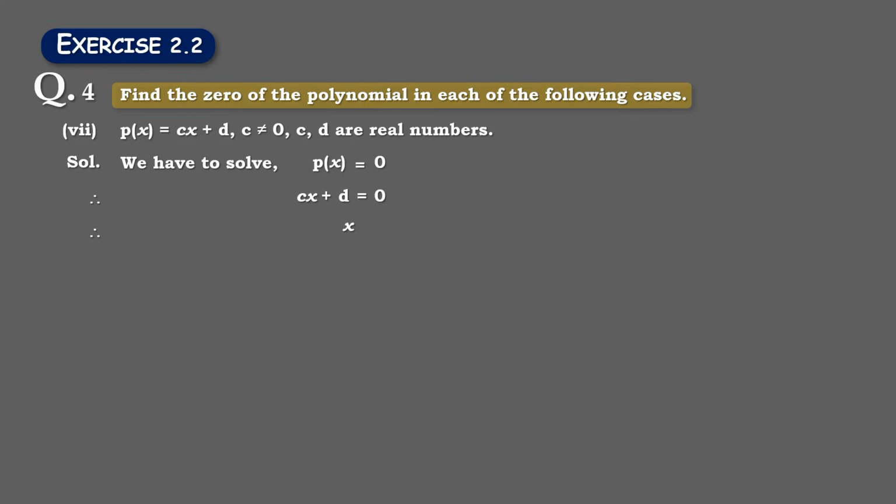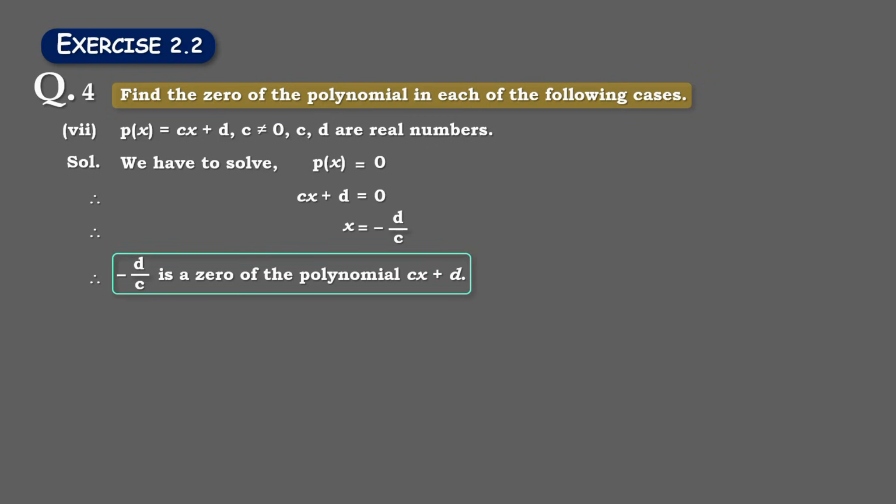Now, we move d to the other side of the equation. So, cx equals minus d. Next, we divide both sides by c. This gives x equals minus d divided by c. Therefore, minus d by c is the zero of the polynomial cx plus d.